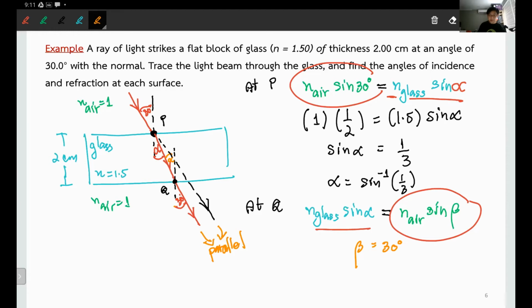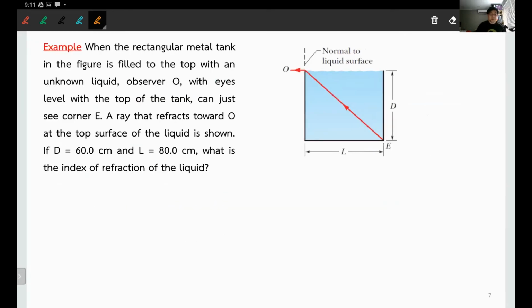Okay, let's get going. Any questions so far? Looks good. It's going pretty well here. Not complicated. Try again, one more. When the rectangular metal tank in the figure is filled to the top with an unknown liquid. All right, so you guys should try this one. This is the level of the question in the exam, but it's not difficult at all. Once you finish this one, you'll see.